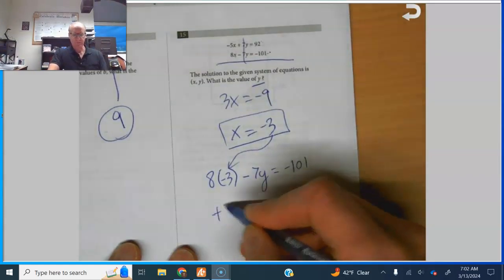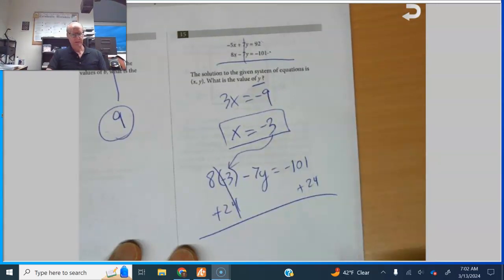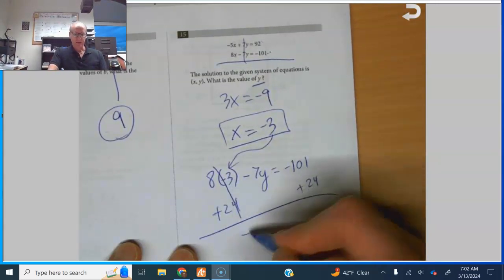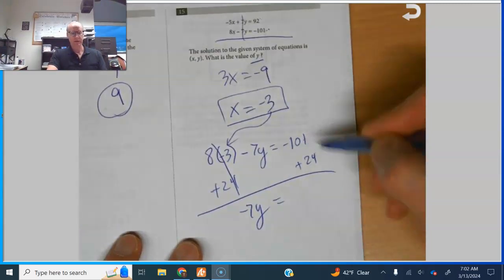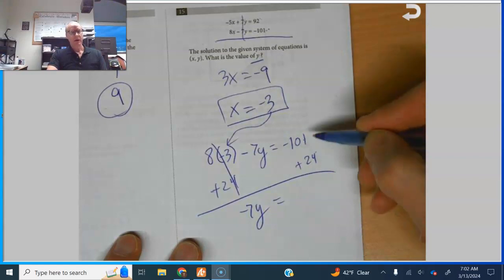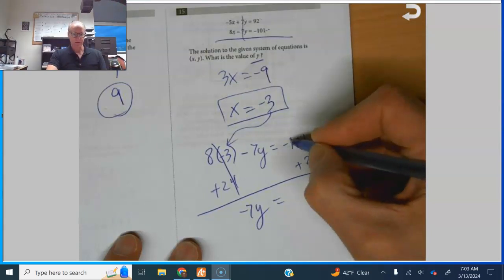So I'm going to add 24 to both sides. And that's going to cancel out my negative 24. I have negative 7y left, and it is equal to negative 101 plus 24. That's negative 70. I'm going to subtract, it's a little easier here. Make it easy on myself.